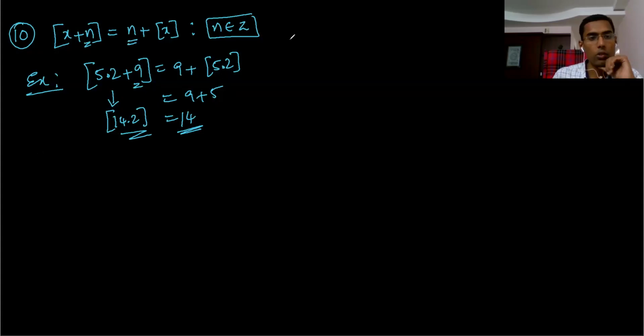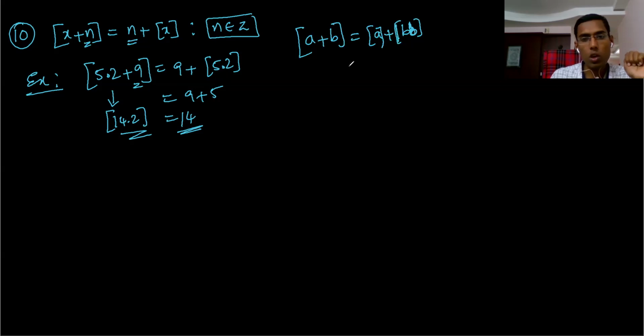Whereas if you have the integral part of a plus b, you cannot write integral part of a plus integral part of b. This is wrong. You cannot write this way. What can you write then? It depends on a and b. Here the integral part depends on the fractional part of a and b. So therefore what you can say is a plus b.